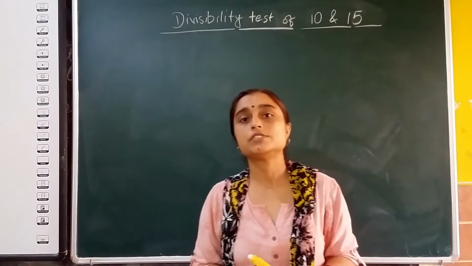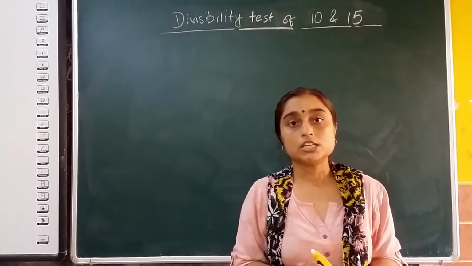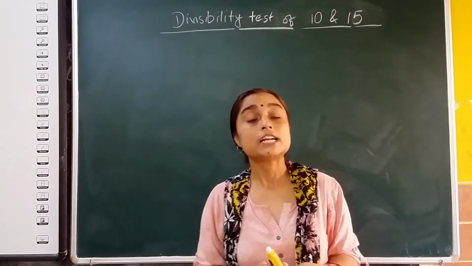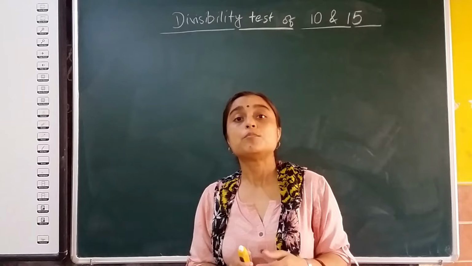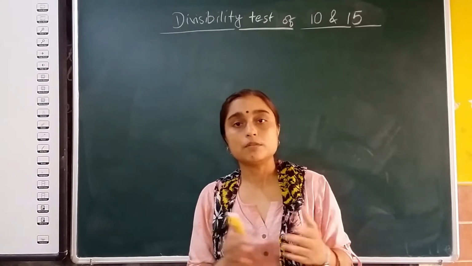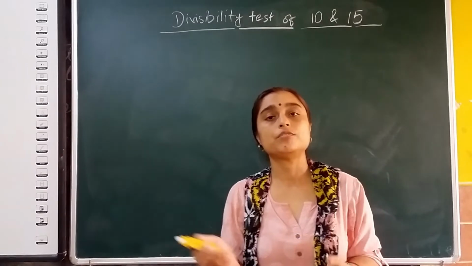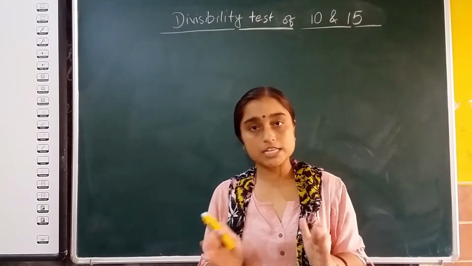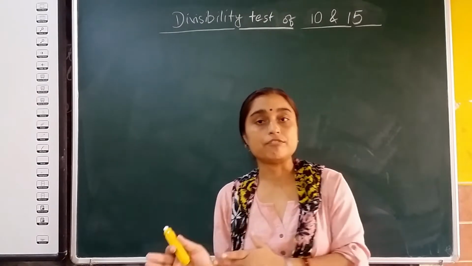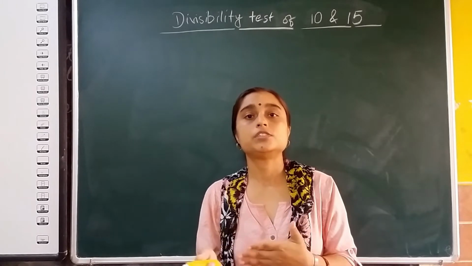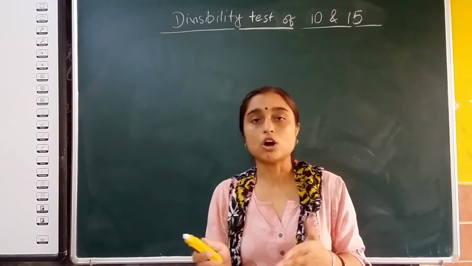Can you remember the divisibility test for 6? The divisibility test for 6 was that if any number is divisible by both 2 and 3, the number is automatically divisible by 6. Similarly, in the case of 15, if any number is divisible by both 3 and 5, it is divisible by 15 automatically.